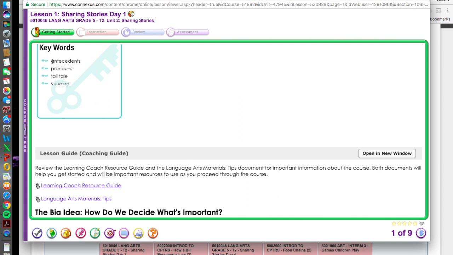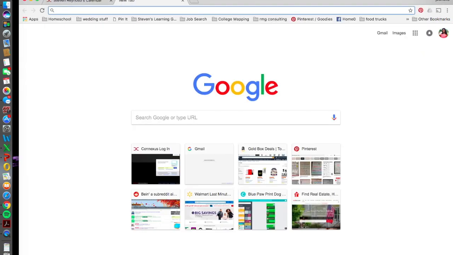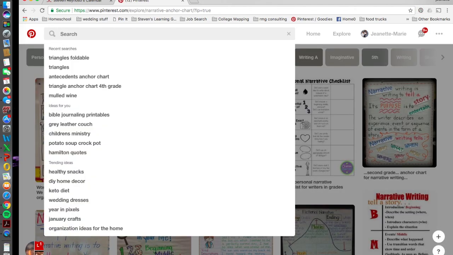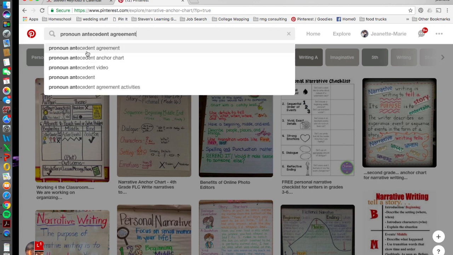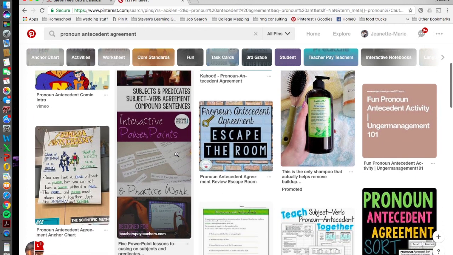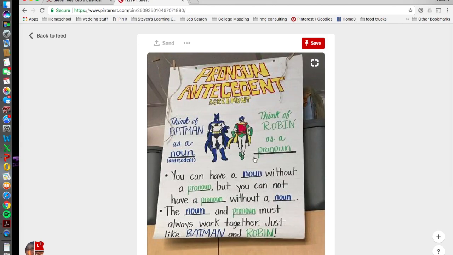So what I do is I say, okay, so we're working on antecedents and pronouns, and I go over here and I go to Pinterest and I pull up Pinterest and I type in pronoun antecedent, and you see it's pronoun antecedent agreement. It will have a whole bunch of different information about what pronoun and antecedent agreements are. So that way, if we need extra help with that, we can help him out.